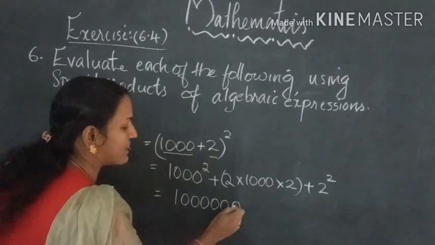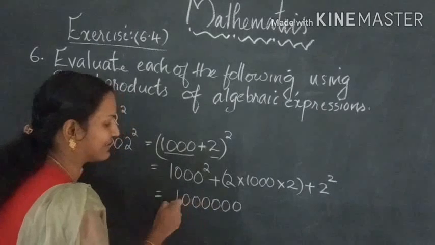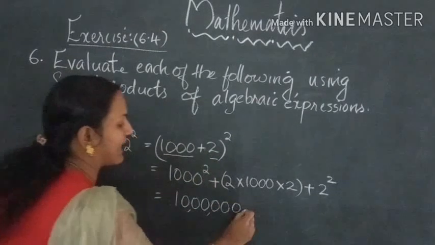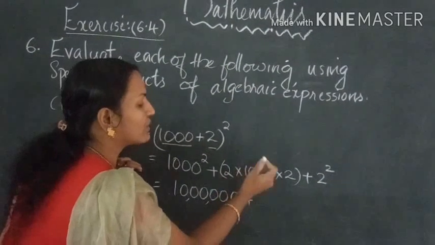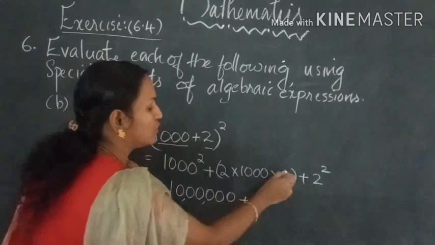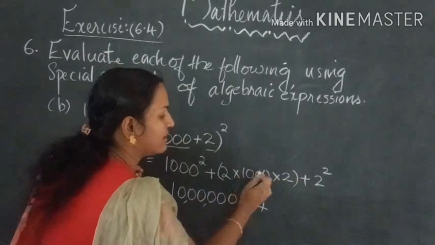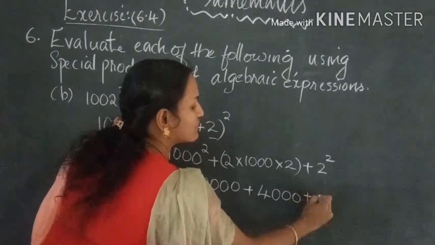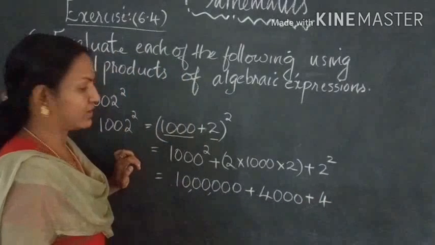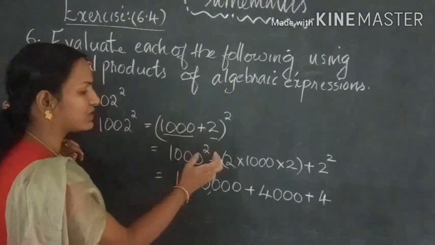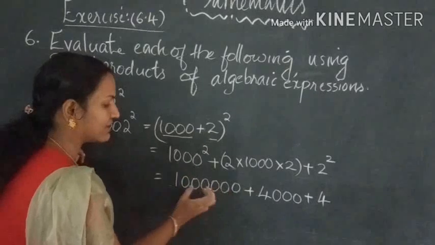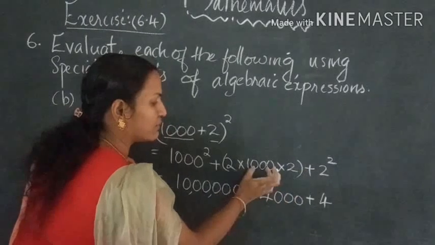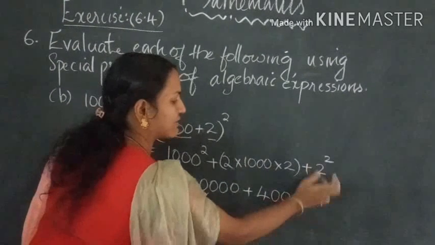1000 square is 1000 into 1000. Here 3 zeros are there, so double, 6 zeros: 10 lakh. Plus 2 into 1000 into 2, 2 into 2 is 4, put 3 zeros, 4000. Plus 2 square is 4.